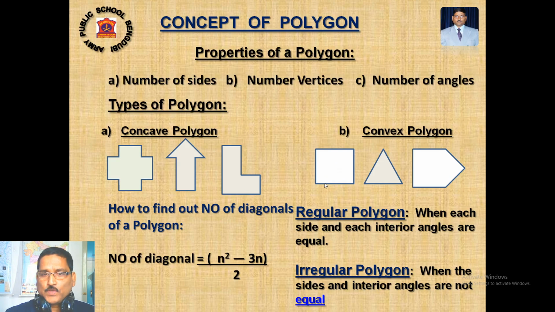In the case of a square, a square is a regular polygon. An equilateral triangle is also a regular convex polygon. But you see this pentagon, the sides are equal, but some of the interior angles, this one and this one, are not equal. That's why it will be only a convex polygon, not regular. It will be an irregular convex polygon.